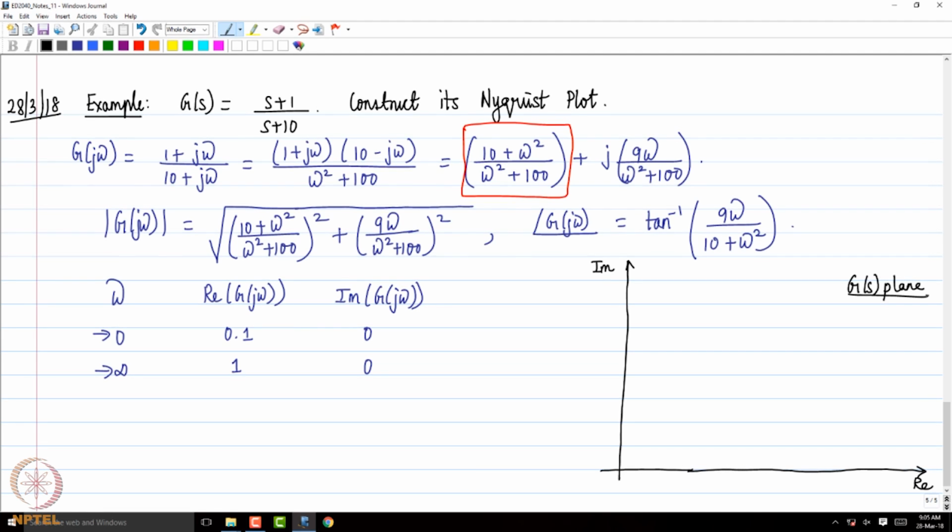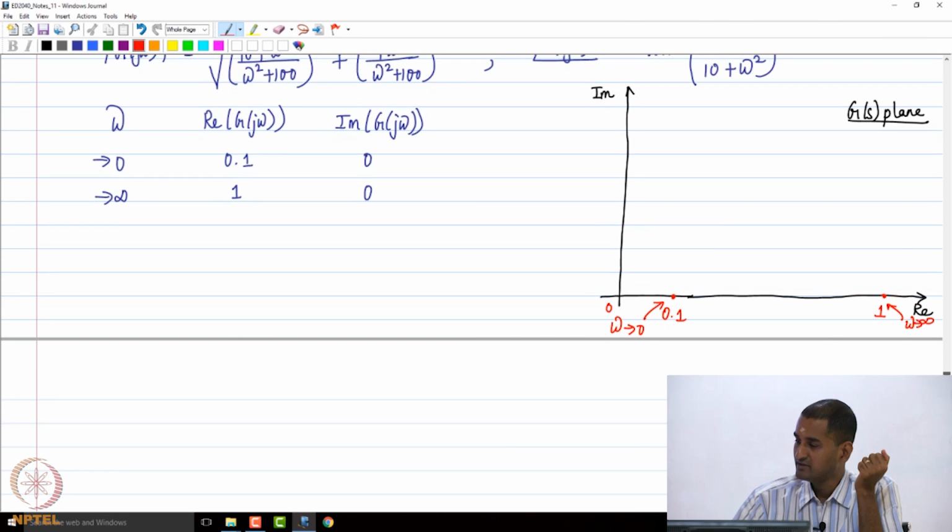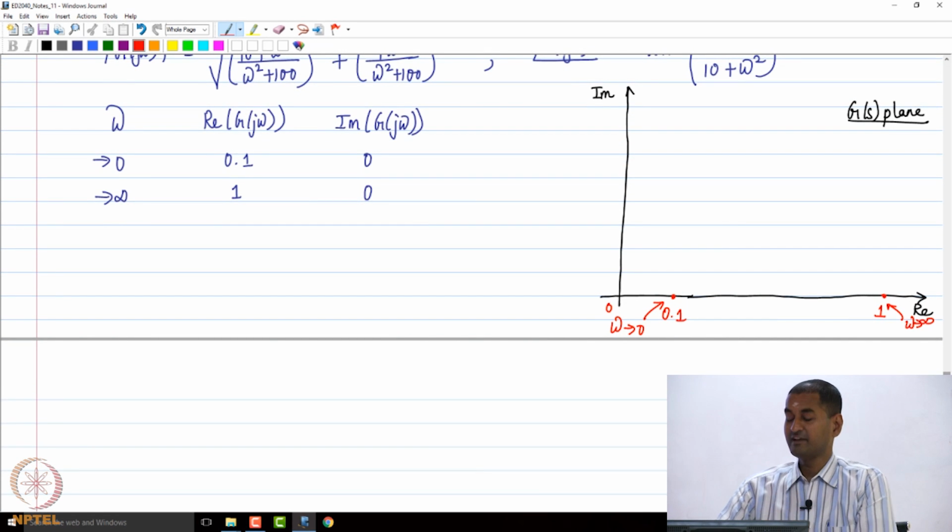Okay, so let us say we plot this sinusoidal transfer function. So, what we are going to get is the following. Let us say this is 0, this is 0.1 and this is 1. As omega tends to 0, the transfer function tends to 0.1, and as omega tends to infinity, the transfer function tends to 1. The real part tends to 1, the imaginary part is 0.